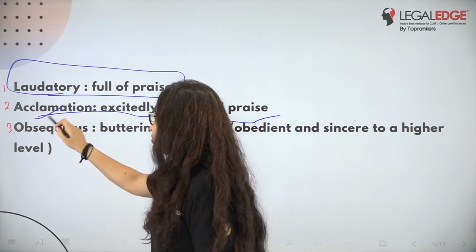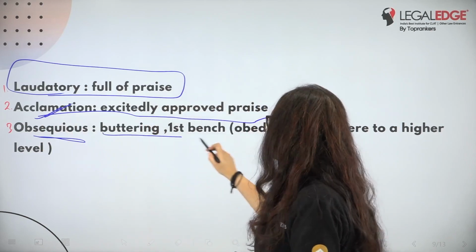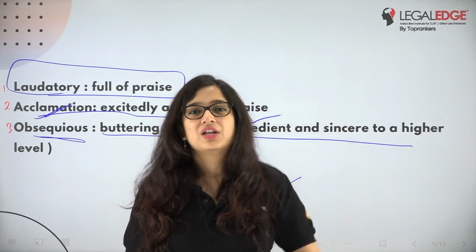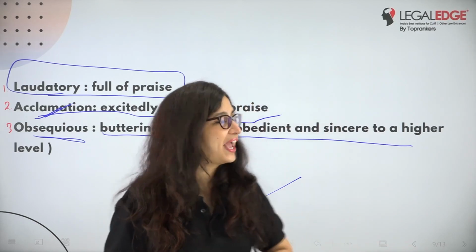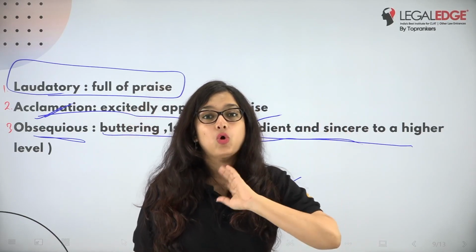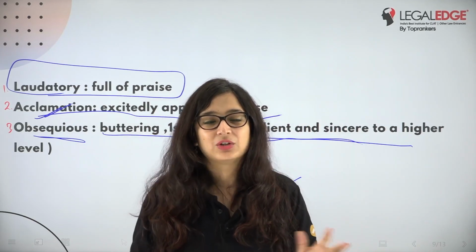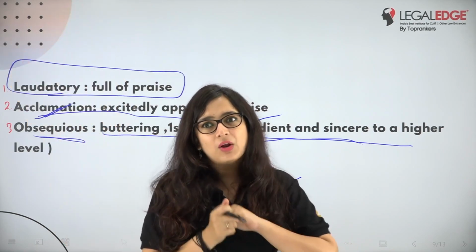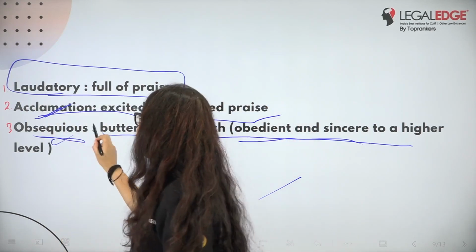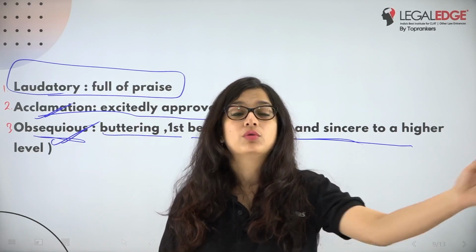That is acclamation. But third is obsequious. Obsequious is almost buttering. या फिर आप इसमें ये समझ सकते हो कि जैसे जो फर्स्ट बेंच के स्टूडेंट्स होते हैं जो इतनी कोशिश करते हैं कि they'll be obedient and sincere, but these people, they are obedient and sincere till a level which is almost irritating to a very higher level. They'll always be around teachers, following them everywhere. So this is obsequious. So they are praising the teacher in a manner which is almost way too much.